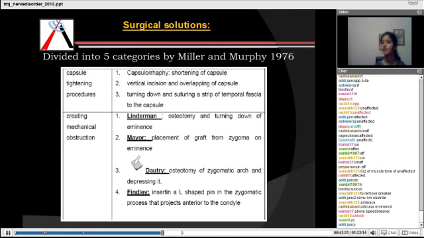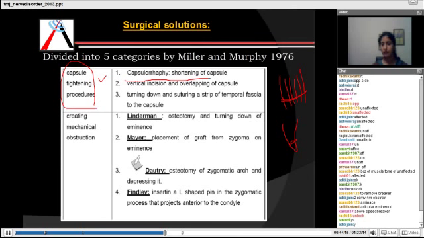Now there are surgical solutions, which are divided into 5 categories by Miller and Murphy in 1976. The first category is capsule tightening procedures. Okay, now we already saw how the capsule looks. This is your capsule around the condyle. What you need to do is tighten the capsule and make it tight so that the condyle does not get displaced anteriorly again and again, because the capsule has become so lax that it tends to displace the condyle. So one of the procedures is capsule tightening.